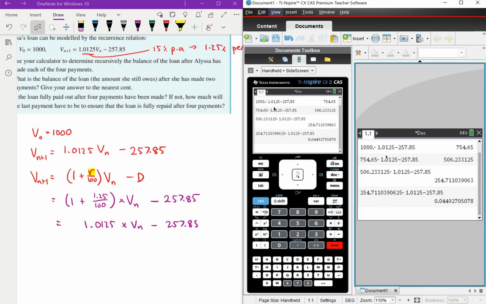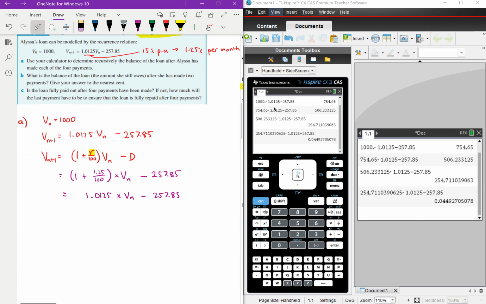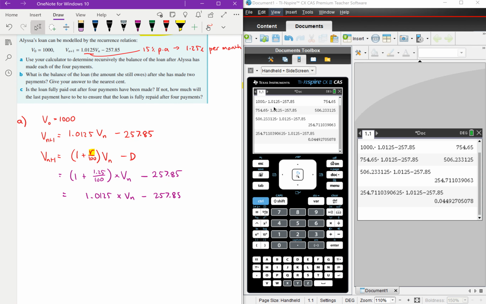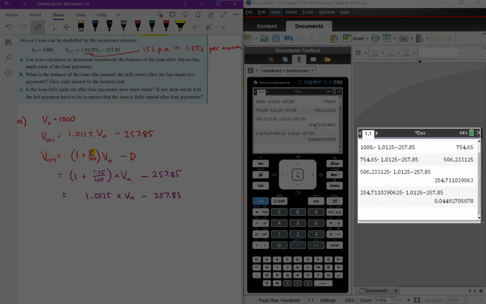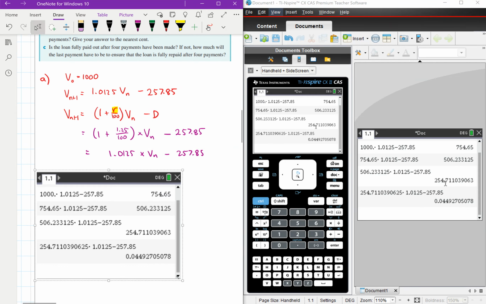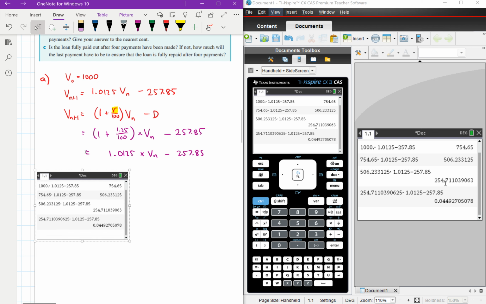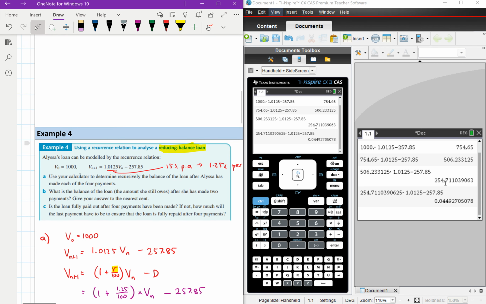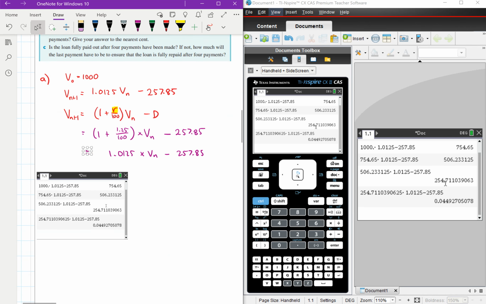What is interesting is that after the 4 payments, you can see the amount has reduced over time. I'm just going to screenshot this. So I've got my calculator with the recursive payments. These are the balances of the loan after each of the 4 payments.